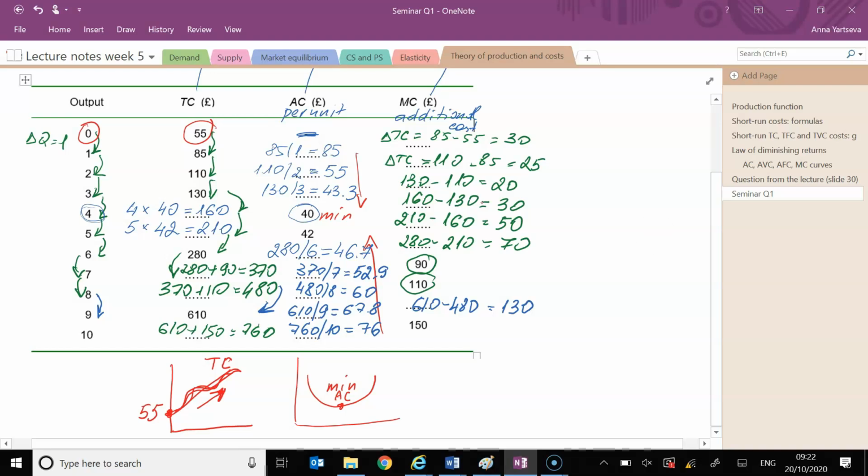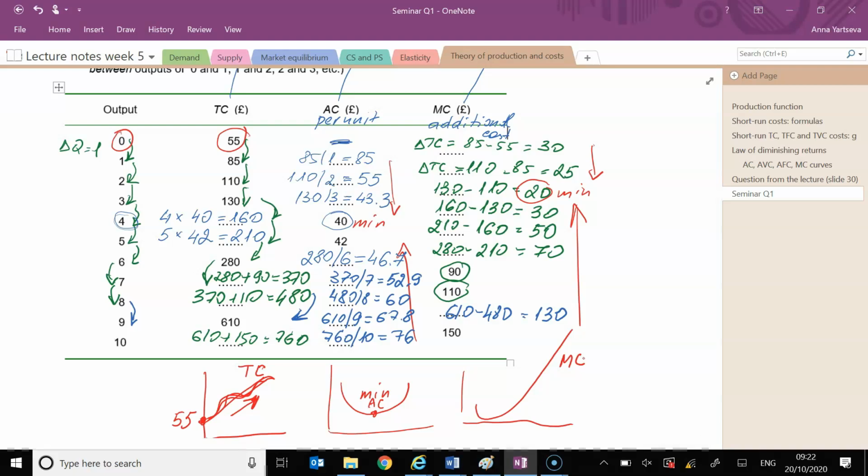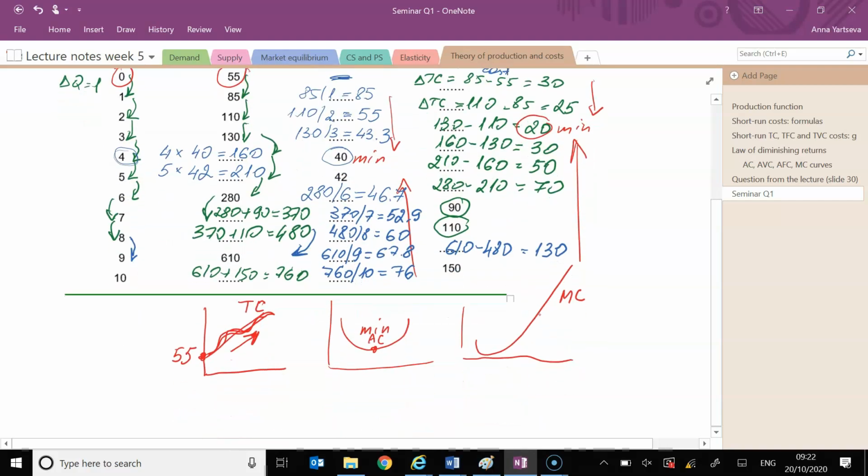Marginal cost. Start at 30, go down, 25, 20, reaches minimum. This is the minimum. Then it goes up again: 30, 50, 70, 90, 110, 130, 150. What is interesting here is that it's also a U shape. But the majority of the curve is upward sloping. So strictly speaking, the marginal cost line will look like that. It's an upward sloping part for the majority of levels of output. It will have a downward sloping segment, but most of it will be upward sloping.